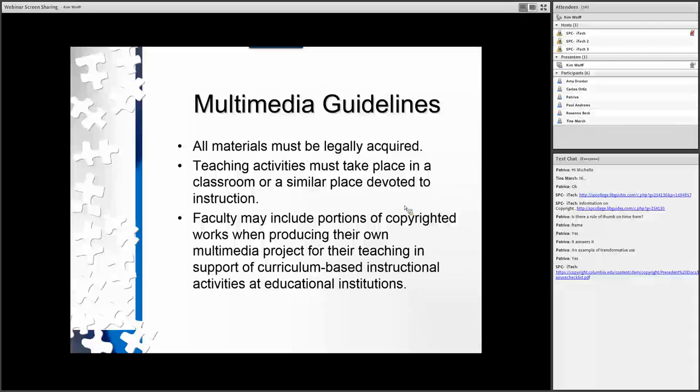There is the ability to take different portions under fair use and put materials together for teaching and instructional purposes. And so you can include those when you're working on your own project or materials that you're using in a teaching setting or for any kind of curriculum-based instructional activities.